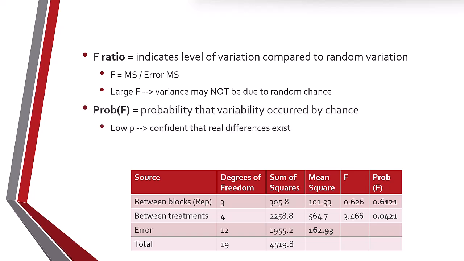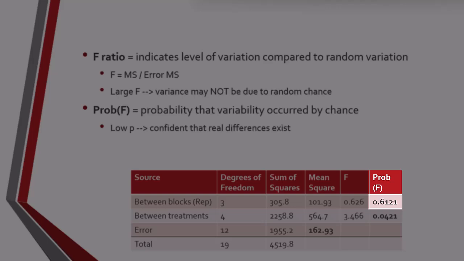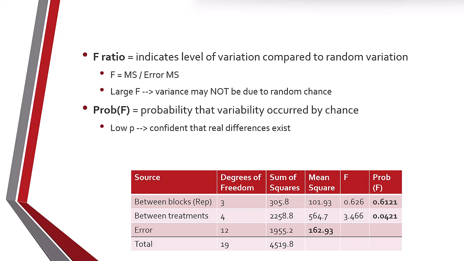To quantify this, we calculate a p-value, the probability that observed differences in treatment means, or block means, could have arisen by chance. A low p-value, typically less than 5%, indicates that we can be confident that there are real differences among treatments. Whereas a high p-value, like between blocks, indicates that there is no evidence of a real difference among blocks in this case. This could be because there is no real difference or that the differences are too small to detect.